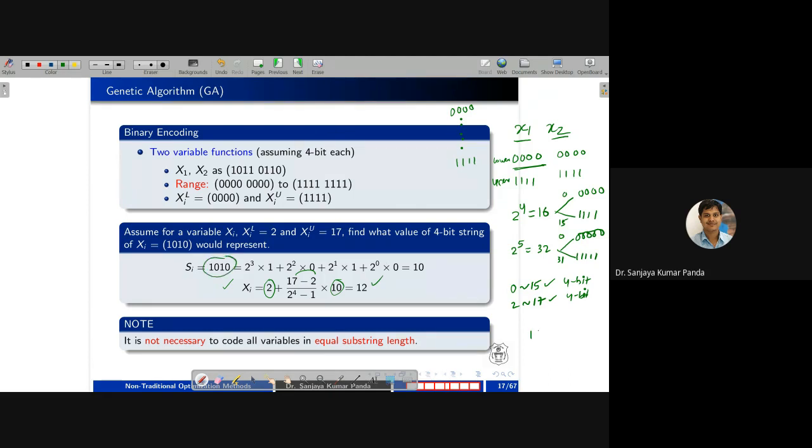So you will get the value 12 for the case 1010. But 1010 is in binary, and if you convert it into decimal, it is nothing but 10. But if you go to the scale of 2 to 17, then you will get the value 12 in decimal, right? So it is also not necessary to code all the variables in equal substring length, as we have seen here.